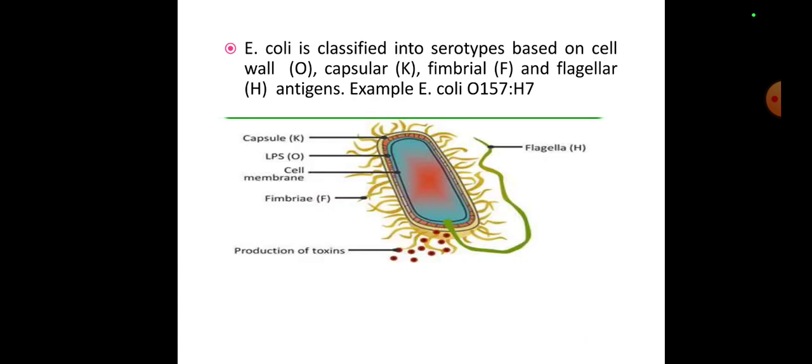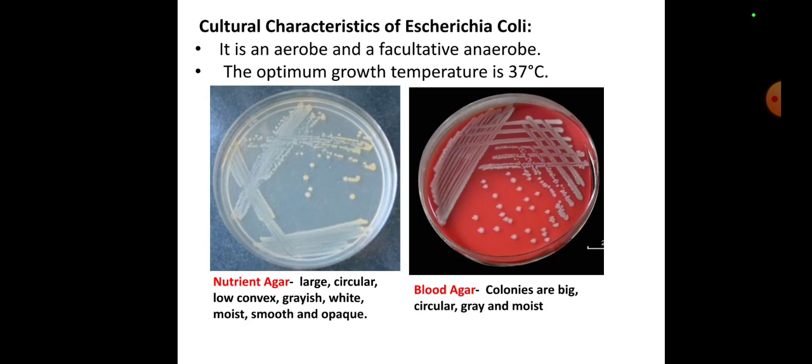The classification of E. coli is based on the serotypes, which have the cell wall O antigen and capsular K antigen, fimbrial F antigen, and flagellar antigens also. Cultural characteristics of E. coli: it is an aerobe and facultative anaerobe, so it requires oxygen, as well as it can grow in the absence of oxygen also. And the optimum growth temperature is 37 degrees Celsius.